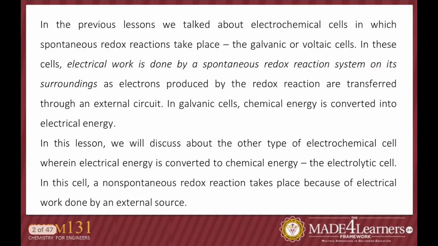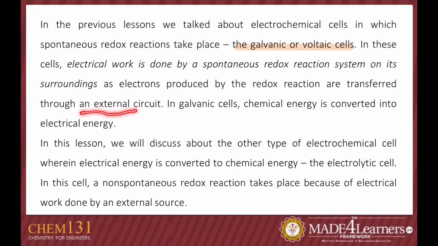In the previous lessons, we talked about electrochemical cells in which spontaneous redox reactions take place. So we have learned that these electrochemical cells wherein spontaneous redox reactions take place are called the galvanic or the voltaic cells. And we also have learned that in these cells, electrical work is done by a spontaneous redox reaction system and its surroundings as electrons produced by the redox reaction are transferred through an external circuit.